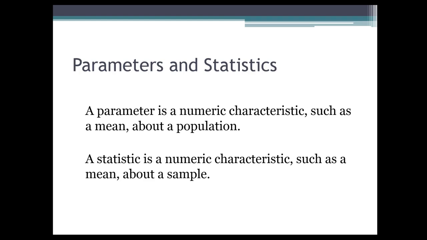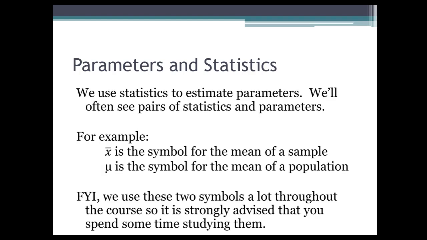Okay, so parameters in statistics are related to population and sample. A parameter is a numeric characteristic, like a mean, about the population, and a statistic is the same thing but for the sample. It helps people a lot of times to remember: parameter is for the population, statistic is for the sample. So PPSS: parameter, population, statistic, sample. Statistics help us estimate parameters, and statistics and parameters occur in pairs.